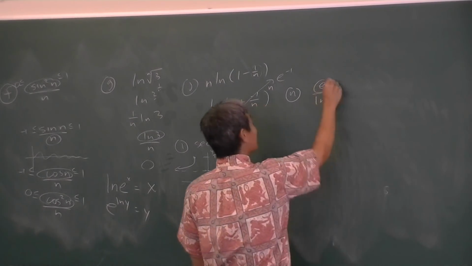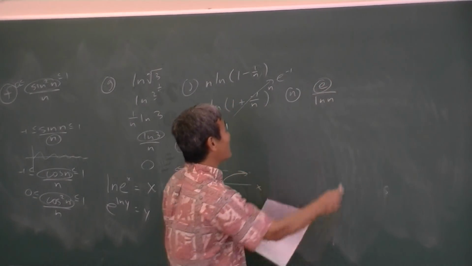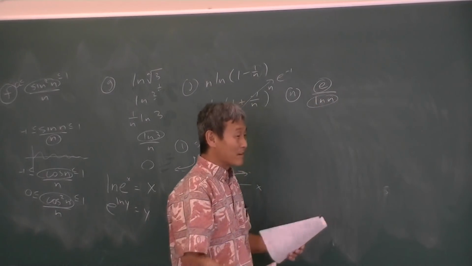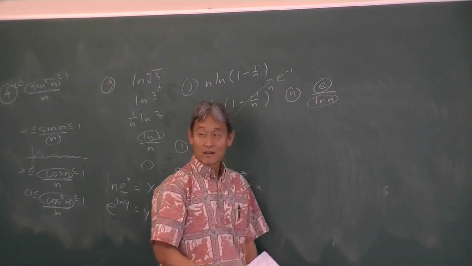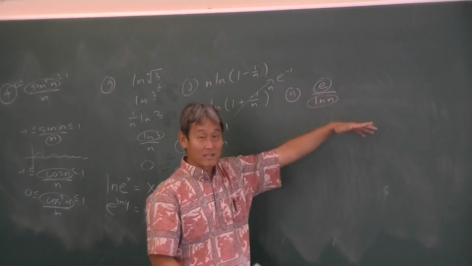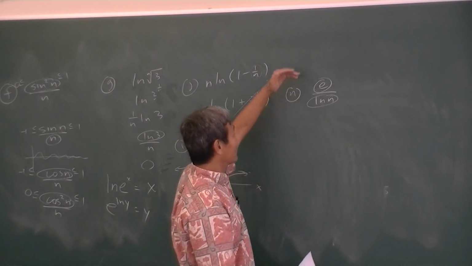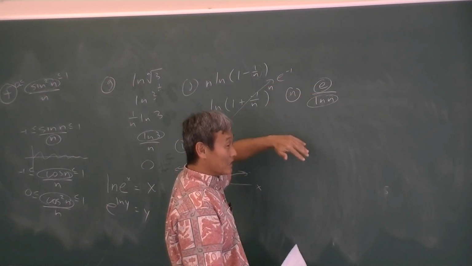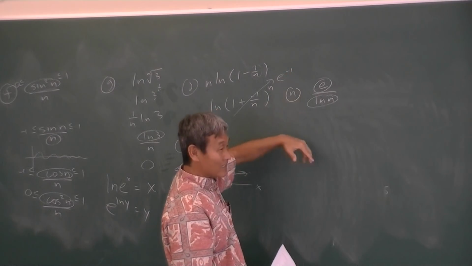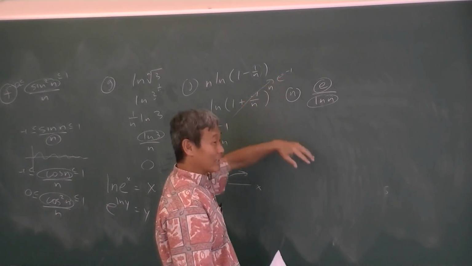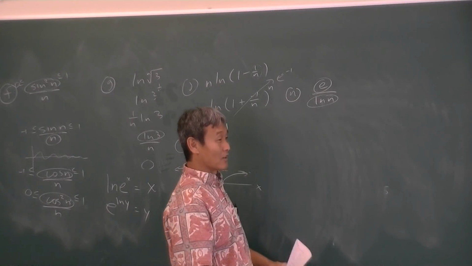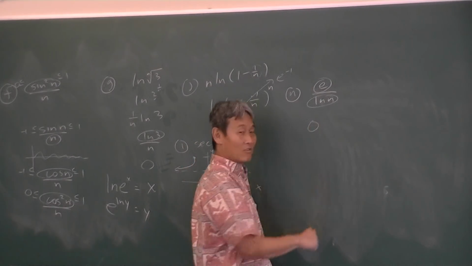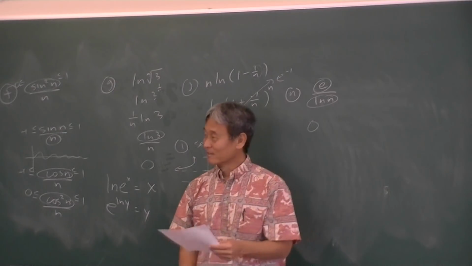People, e is like 2.7 and the bottom is getting bigger and bigger and bigger. Right? Natural log goes to infinity, right? Very slowly, but it does. So 2.7 over a million, 2.7 over a billion, 2.7 over a trillion. It's getting smaller. Yeah, it's getting closer to 0. Can't believe we did that one.